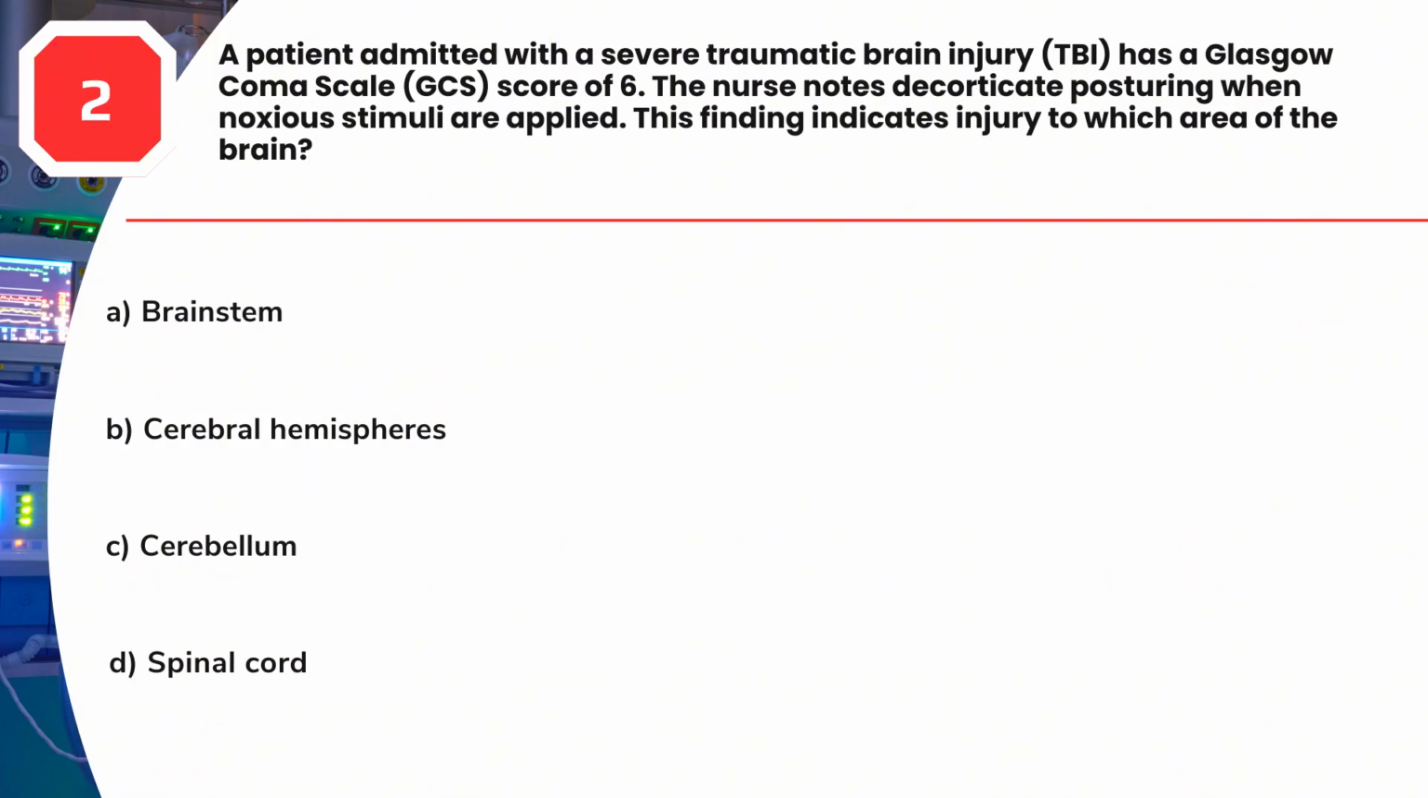Question 2. A patient admitted with a severe traumatic brain injury, TBI, has a Glasgow Coma Scale, GCS, score of 6. The nurse notes decorticate posturing when noxious stimuli are applied. This finding indicates injury to which area of the brain? A. Brainstem. B. Cerebral hemispheres. C. Cerebellum. D. Spinal cord.